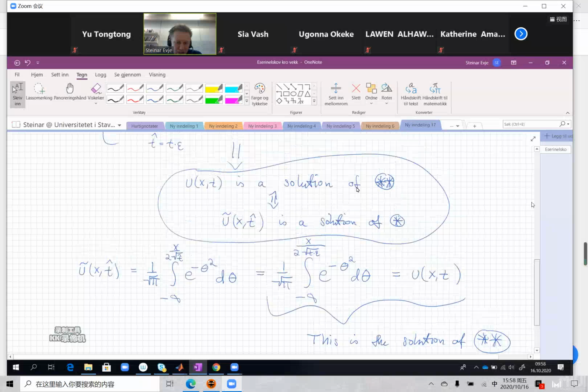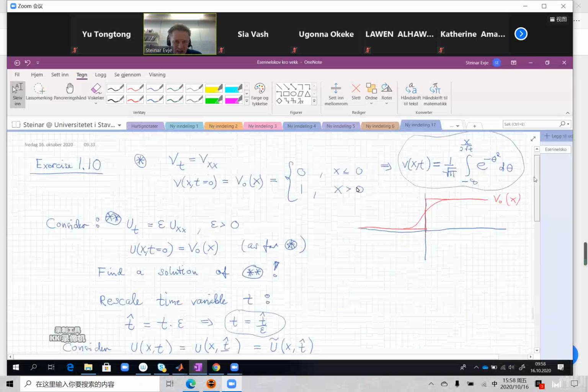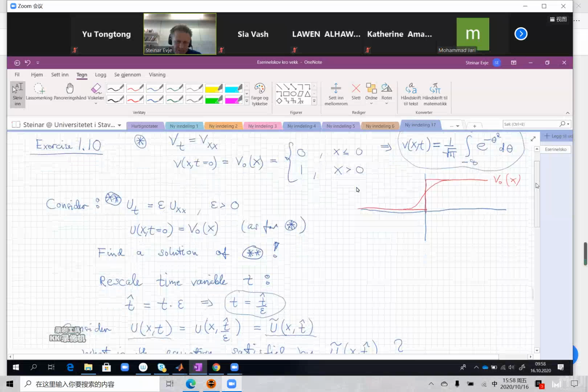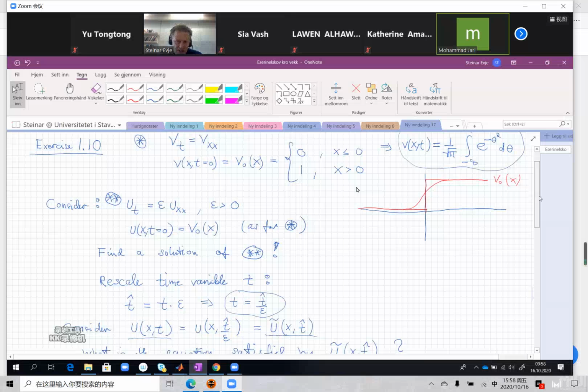Well, I could perhaps ask a question here. Could we have solved this problem by introducing another shift or rescaling of variables? Excuse me, sir, I have a question. How should we understand that we define t hat as t multiplied by epsilon? Why didn't we define t hat as t over epsilon? How should we define the t hat?